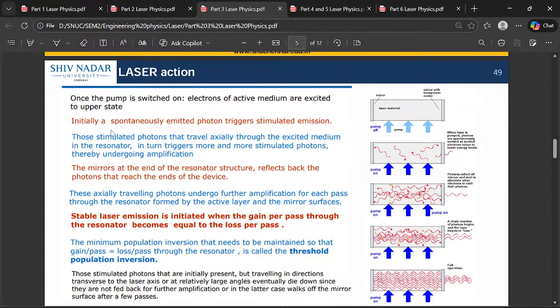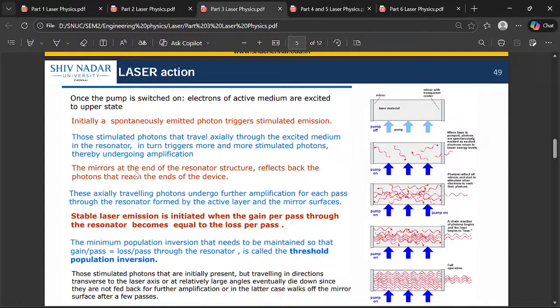Again, as it travels through the active medium, it triggers another photon to be produced from the active medium. So it creates a chain reaction like in nuclear fission. When this again triggers further stimulated photons, that way it undergoes amplification. That is, the number of photons keeps increasing.